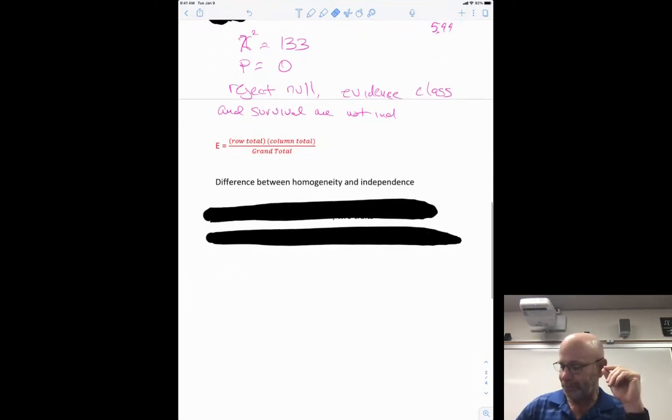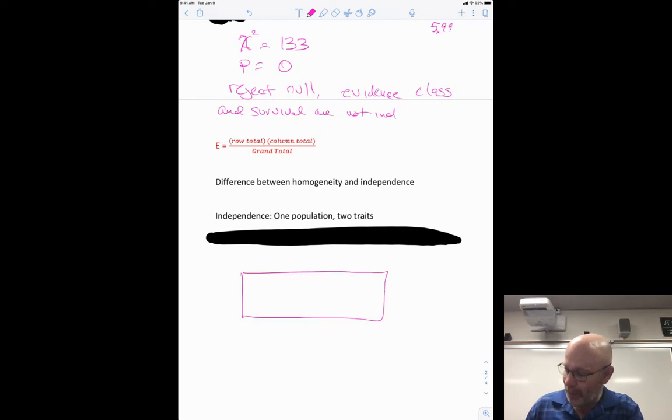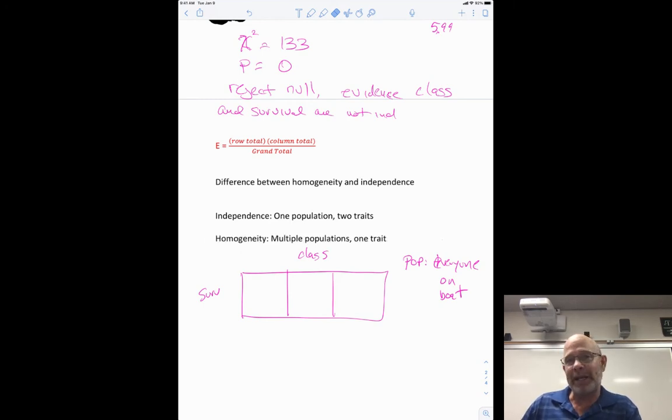So here's the distinction. The test for independence has one overriding population and 2 traits. If we're looking at the Titanic, the population would be everyone on the boat. And then the 2 traits would be, one trait would be class, and one trait would be, did they survive or not? So that would be an independence test. A homogeneity test has multiple populations and 1 trait.